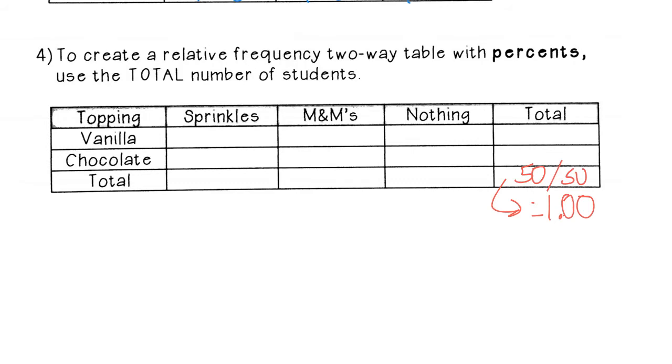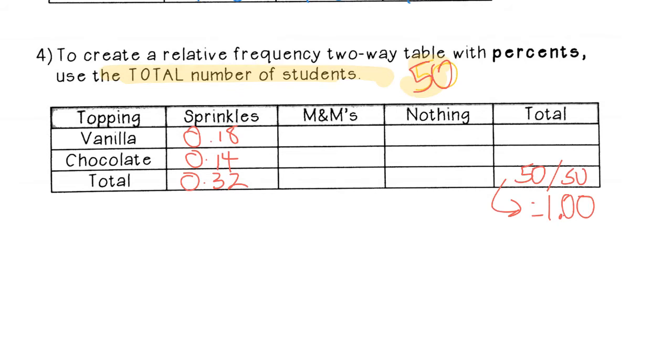When we're doing these percents here, we take, again, the total number of students, and that was 50. Let's make sure you can see that. 50. So I'm going to work my way down in columns. So sprinkles and vanilla were 9 out of 50, which is 18%. Chocolate and sprinkles were 7 out of 50, which is 14%. So the total, if I added those up, was 16 out of 50, which would be 32%.